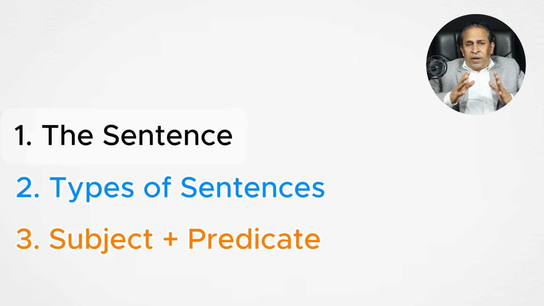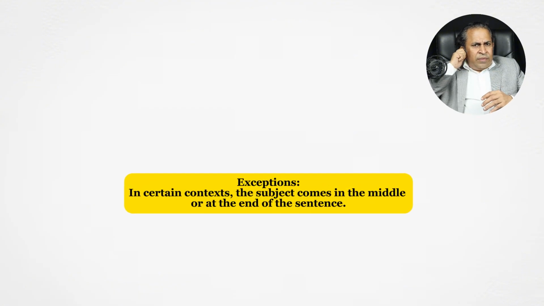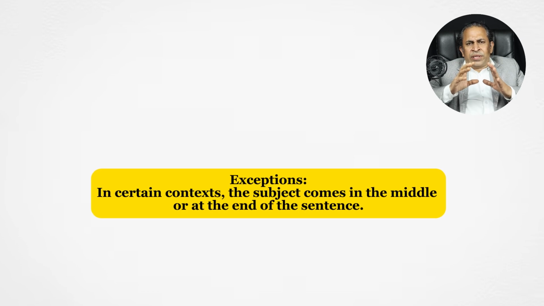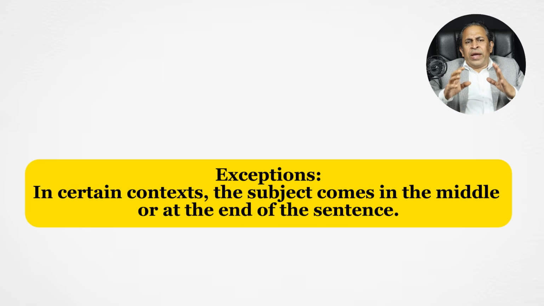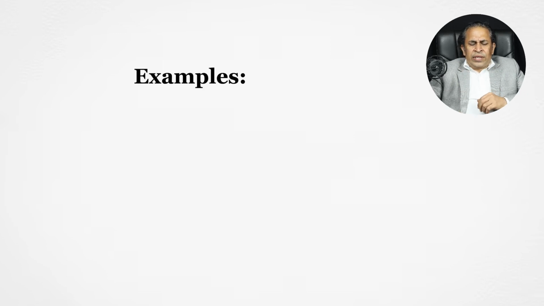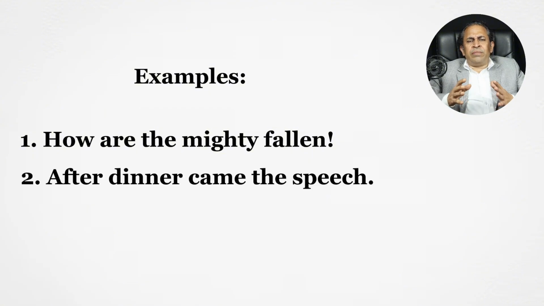We also have learned the normal order of a sentence. In the normal order, subject comes first, then predicate. But in certain contexts, the subject of the sentence comes in the middle of a sentence, or at the end of it. Now let's see these sentences. For example, how are the mighty fallen? After dinner came the dance or the speech, whatever you say.